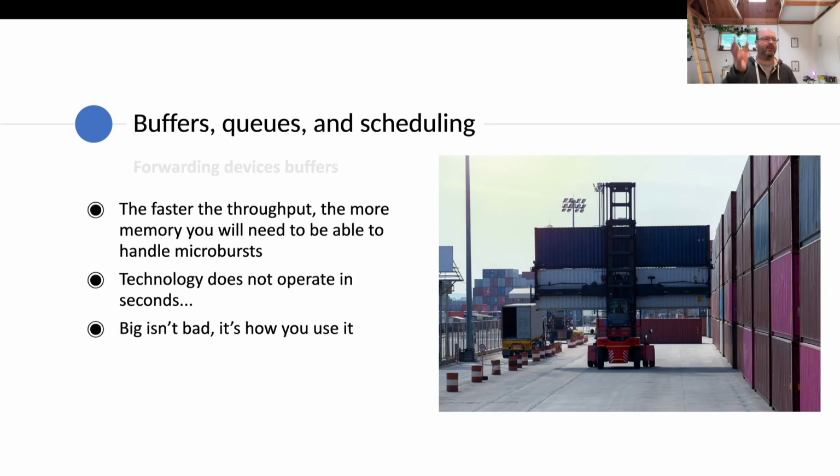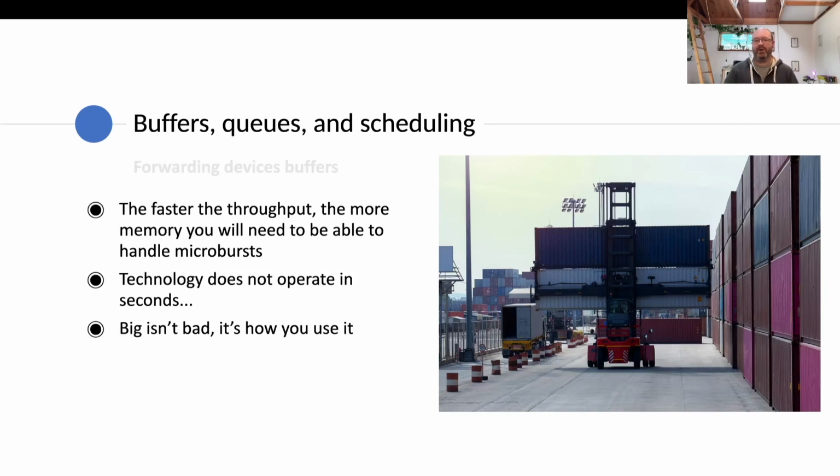If you've got, say, 1,000 hosts all sending data at the same time in a bursty pattern, you don't necessarily want to drop half of that traffic because you haven't got enough buffer space. So big isn't bad. It's really about how you use it and how you configure it.